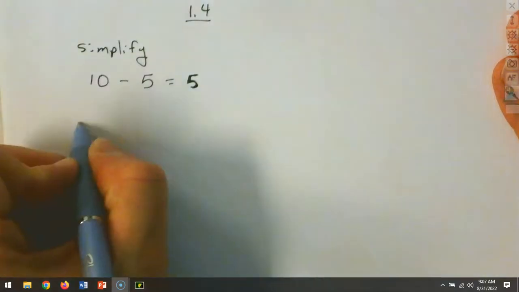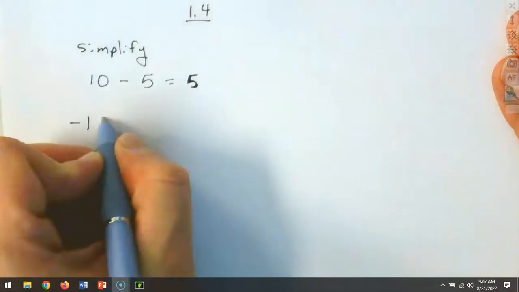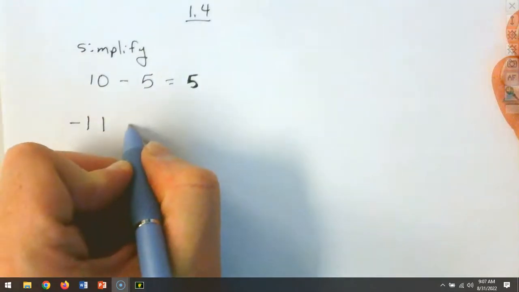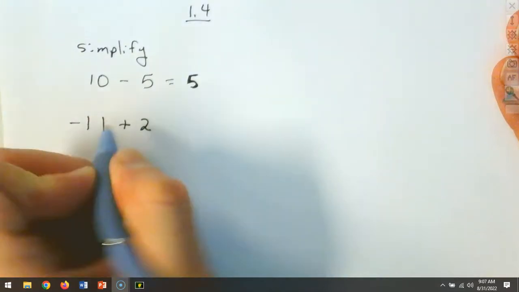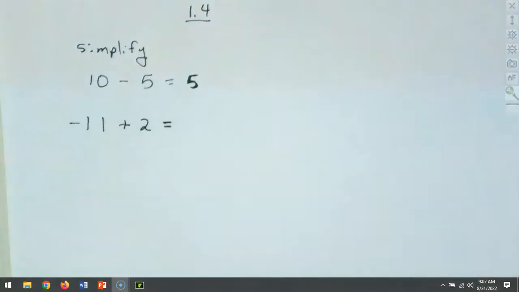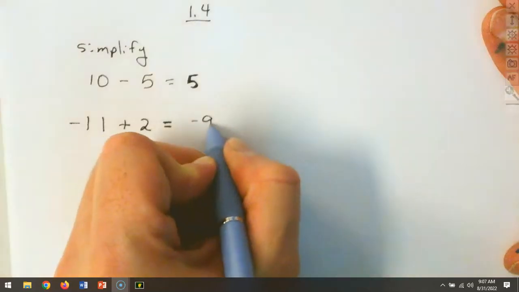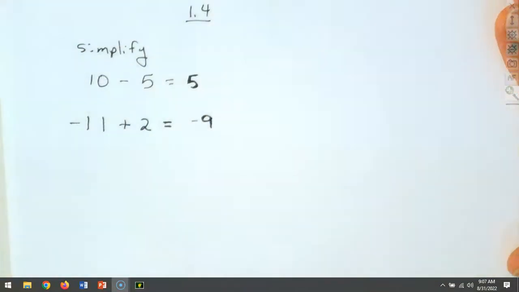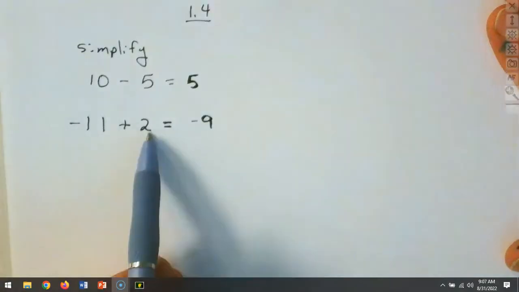What about this one? If I gave you minus 11 plus 2, how would you handle this problem? It's going to be a negative 9. You did it correctly, and let's understand why. Okay, let's understand first why we subtracted them. Okay, they're different signs, right?